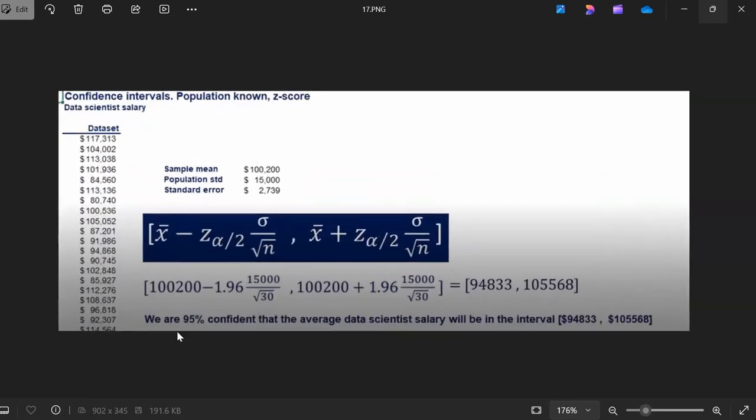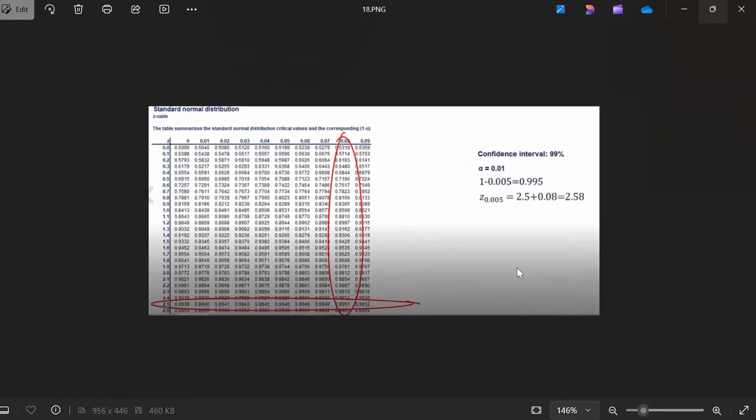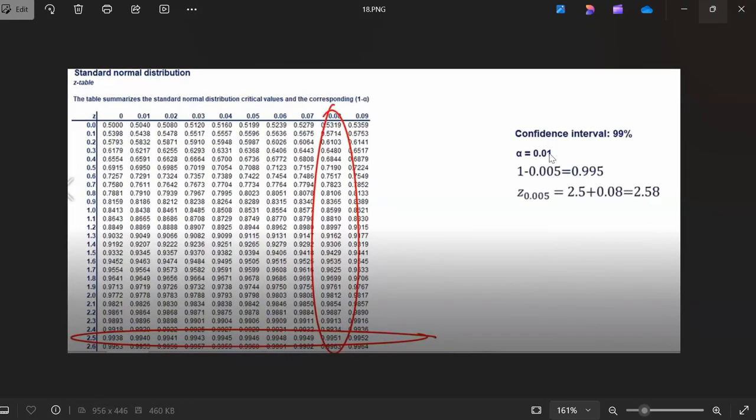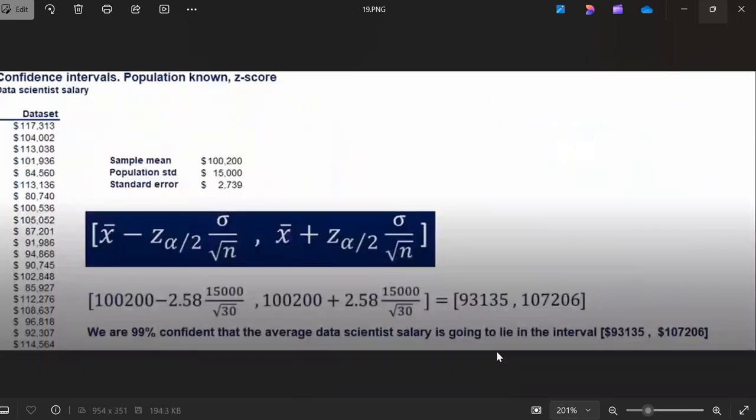So we did 95%. Can we solve it at 99%, guys? What is 99%? If you see, alpha is 0.01, or not? The error is how much? 1%. 0.01 by 2 is 0.005. So 1 minus 0.005 is 0.995. So this is 0.995, and then we go to 2.5 and 0.08. This is called 2.58. Now, when you solve it, what is the range? Now, when you solve these equations, the range is 93,135 to 107,000.